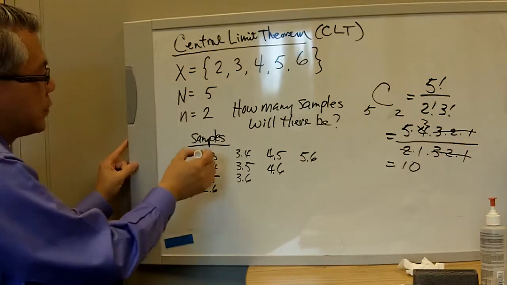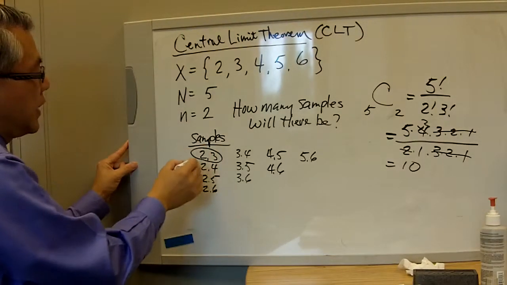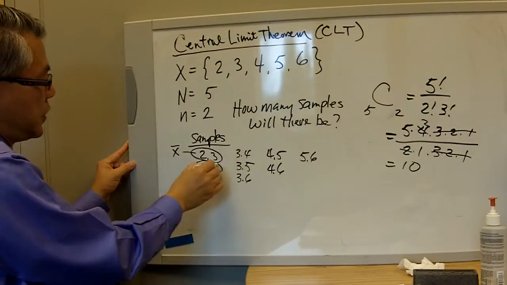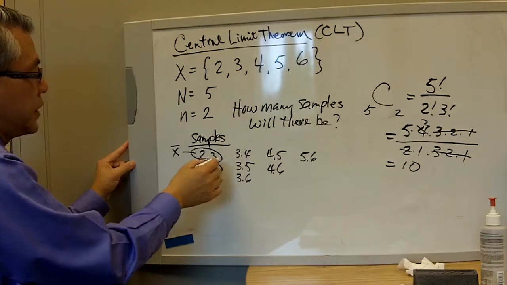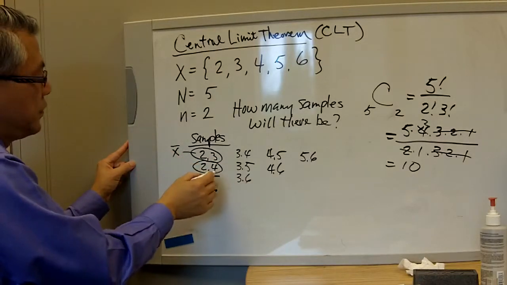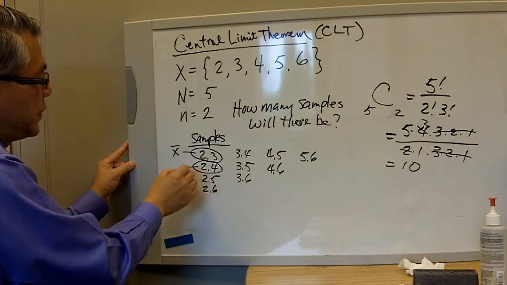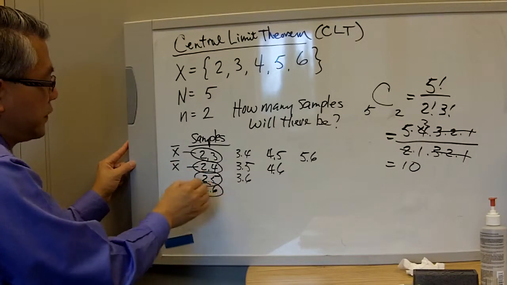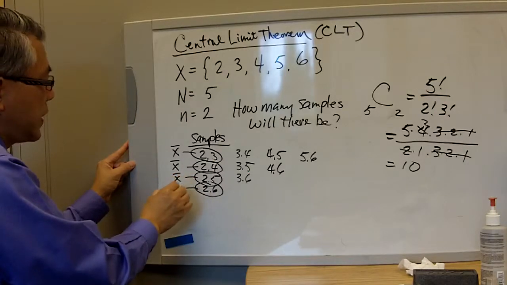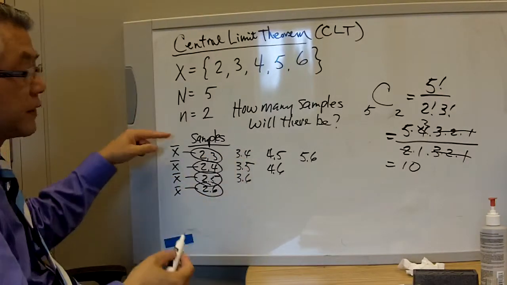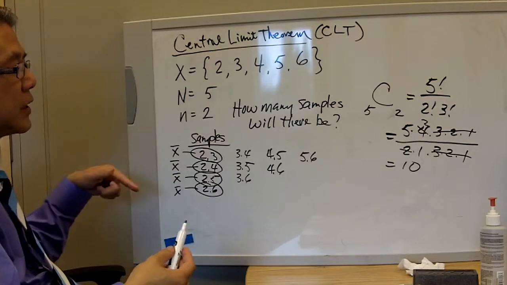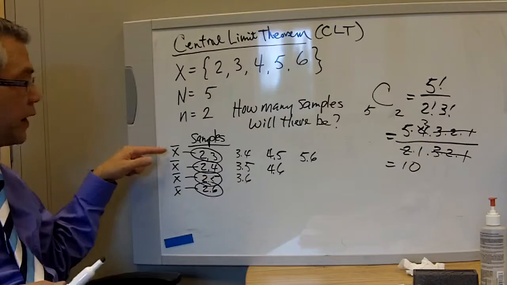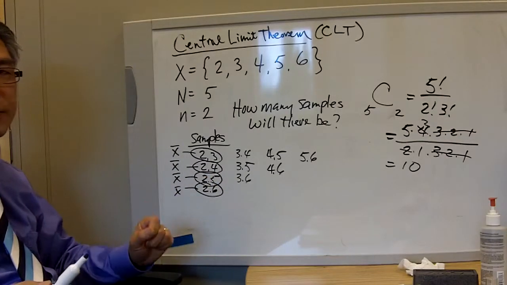Now, for each of these samples, we can calculate an X bar value. So 2 and 3 would be 5 divided by 2, that would be 2.5. 2 and 4 is 6 divided by 2, we have an X bar value of 3, and so on and so forth. We have all these X bar values that came out of the samples, and there are 10 of them, and as such we immediately have the sampling distribution of X bar, or sample means.